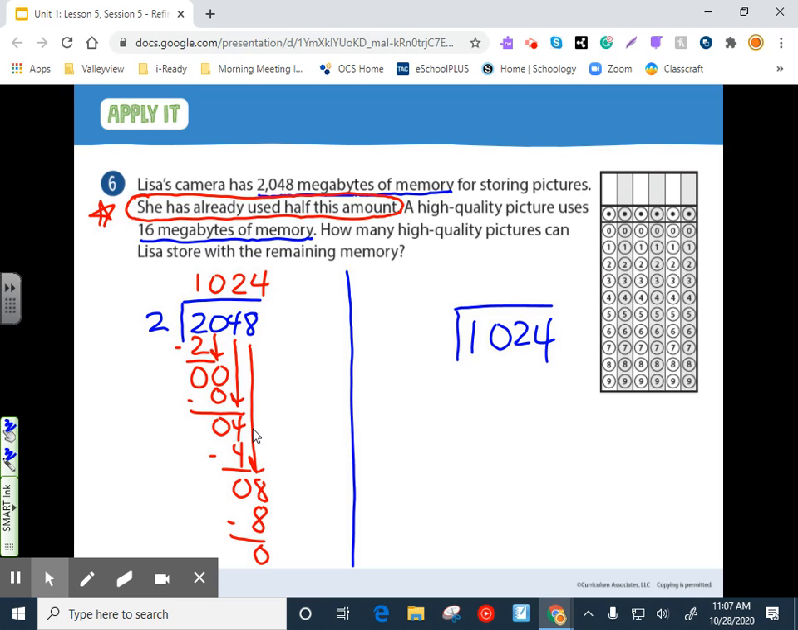Okay. And she wants to just take high quality pictures the rest of the way. So those are 16 megabytes each. So let's divide it by 16. All right, let's find out how many pictures she can take with her camera. 16 is not going to 1. 16 does not go into 10. 16 can fit into 102. Let's try some numbers here. Let's try a 6.